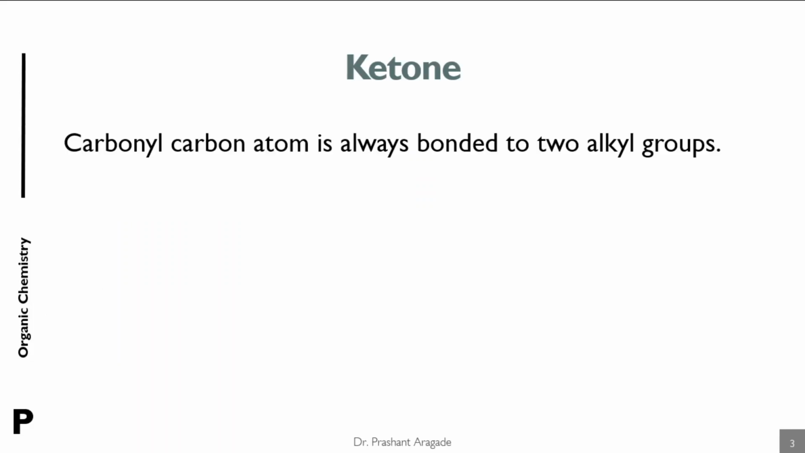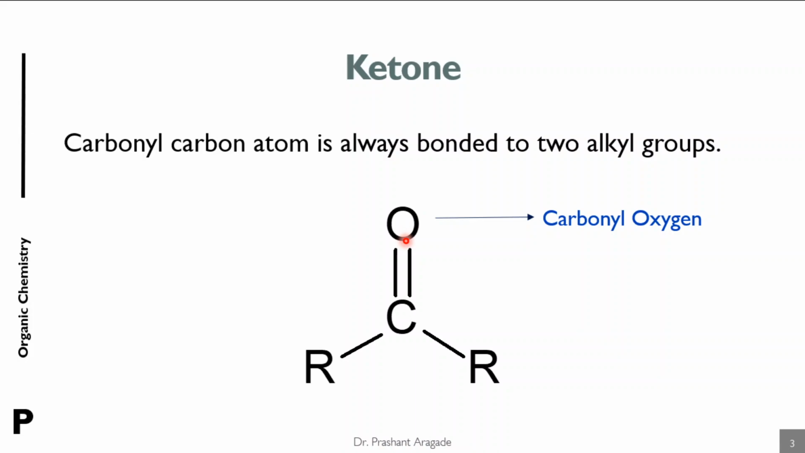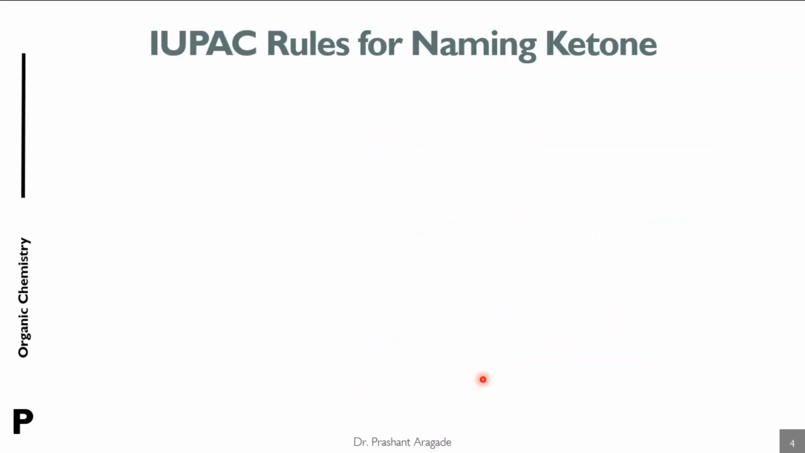Ketone. Ketones are compounds in which the carbonyl group, that is C double bond O, is bonded to two organic groups. It means the carbonyl carbon atom is always bonded to two alkyl groups. So this is the general formula for ketone, in which this oxygen is called the carbonyl oxygen atom and this carbon atom is called the carbonyl carbon, which is attached to alkyl groups. So let's see IUPAC rules for naming of ketones.